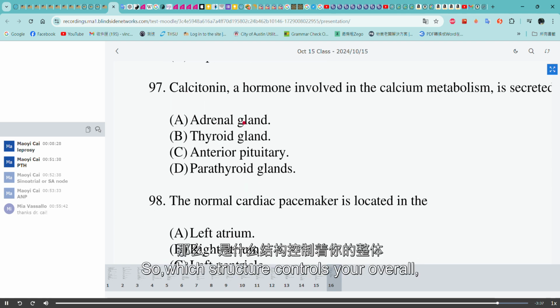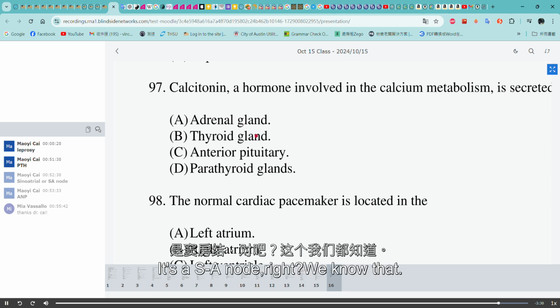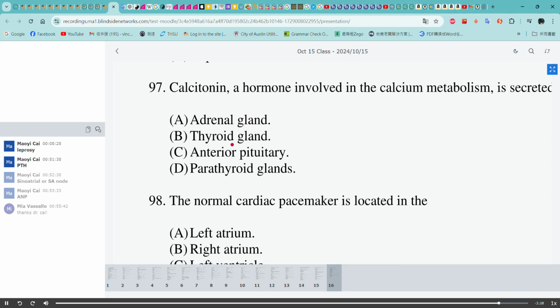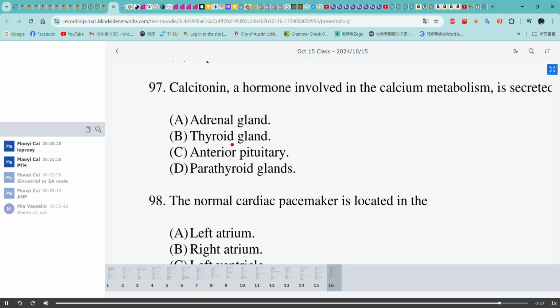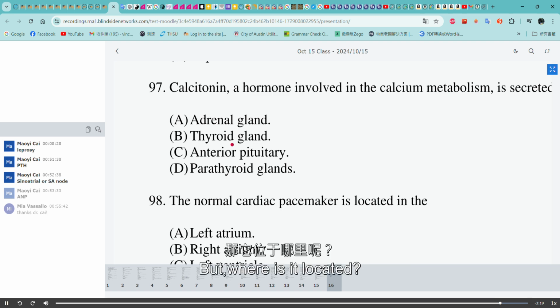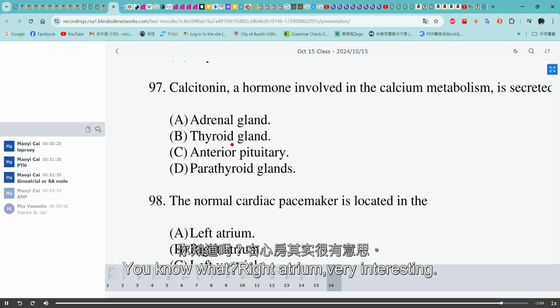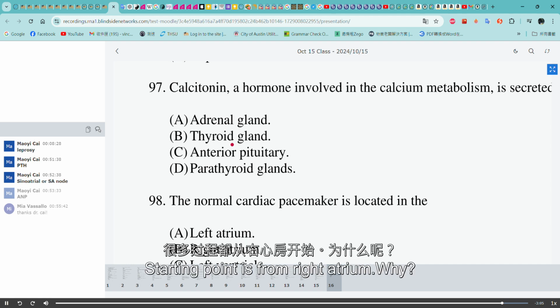98, normal cardiac pacemaker. So which structure controls your overall cardiac rhythm? Well, that means what? It's the SA node, right? We know the sino-atrial node, also called the SA node. That's the pacemaker, right? But where is it located? Location is the right atrium, right side of the atrium. Very interesting. Pretty much everything for the heart, the starting point is from the right atrium.